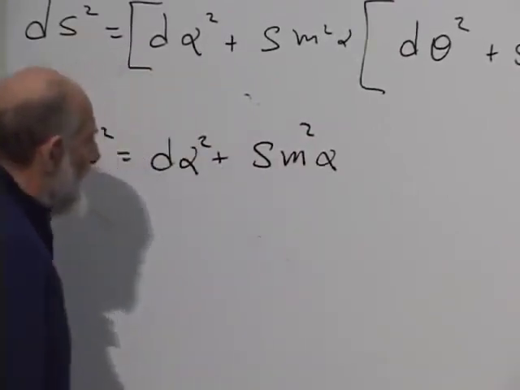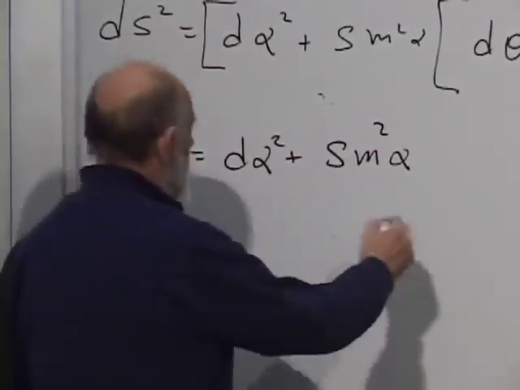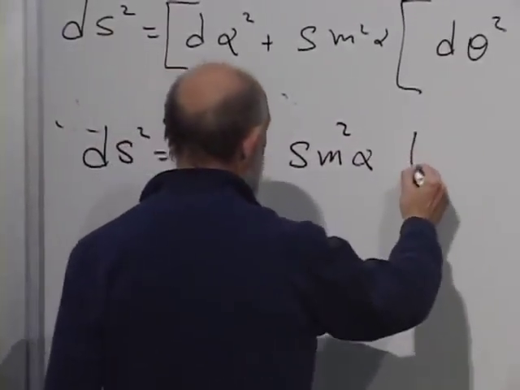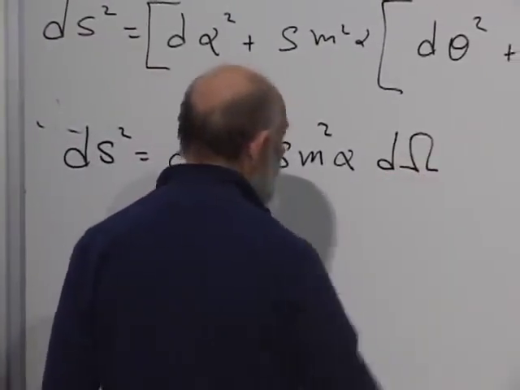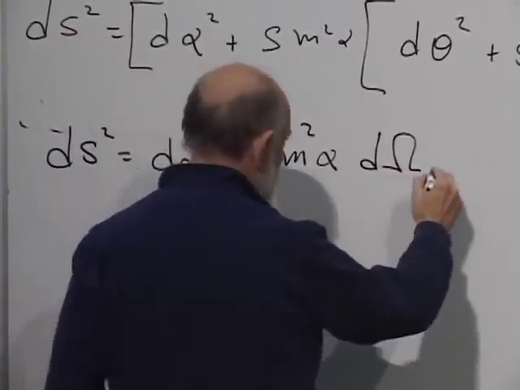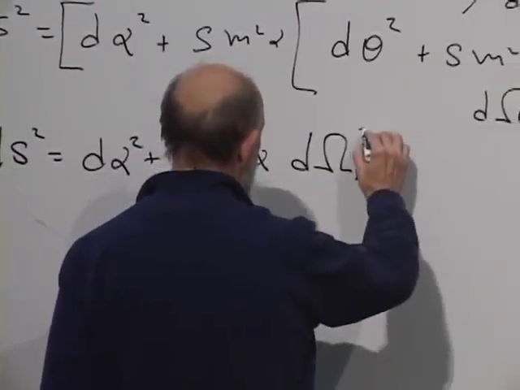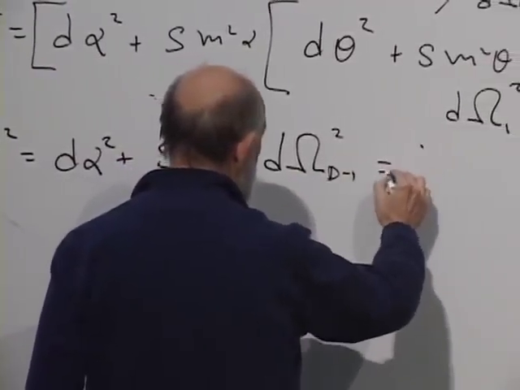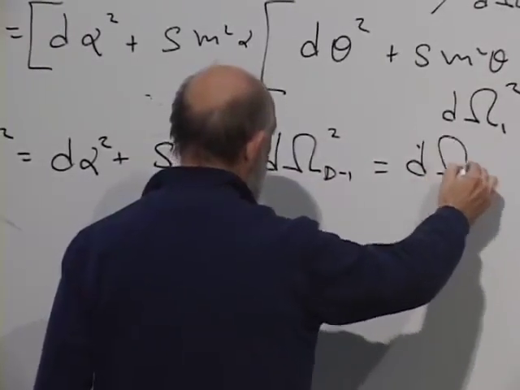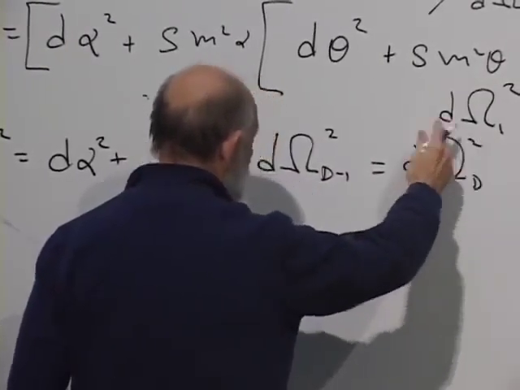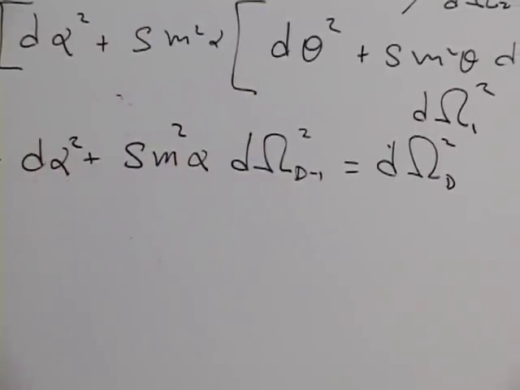Sine alpha squared times d omega of one less dimension, d minus 1 squared, that's d omega d squared. Is this clear what this means? That you take a sphere of one less dimension.